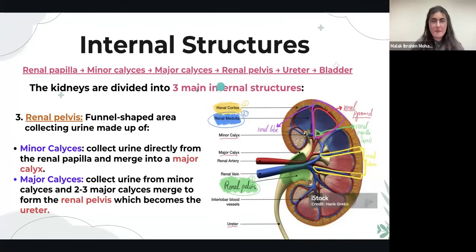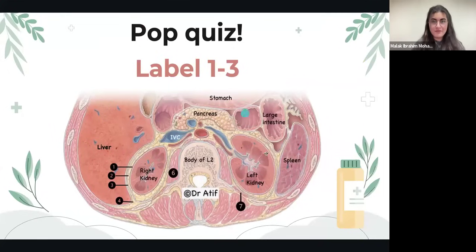So just to recap, it goes from your renal papilla, which is the apex of your renal pyramid. When I say it goes, I'm referring to the urine. So the urine moves from the renal papilla to the minor calyx. The minor calyx becomes a major calyx, and then this becomes the renal pelvis, giving you the ureter, which then drains into the bladder.